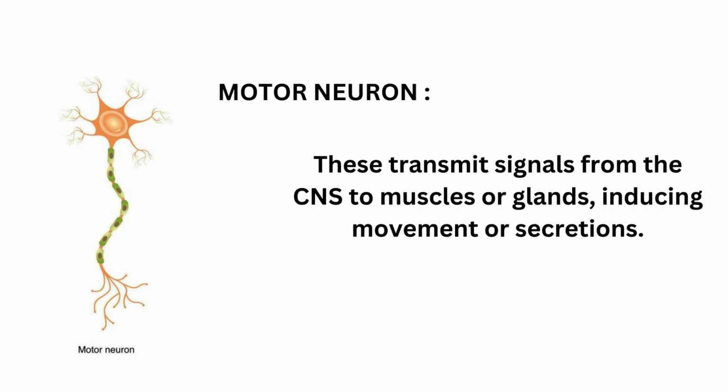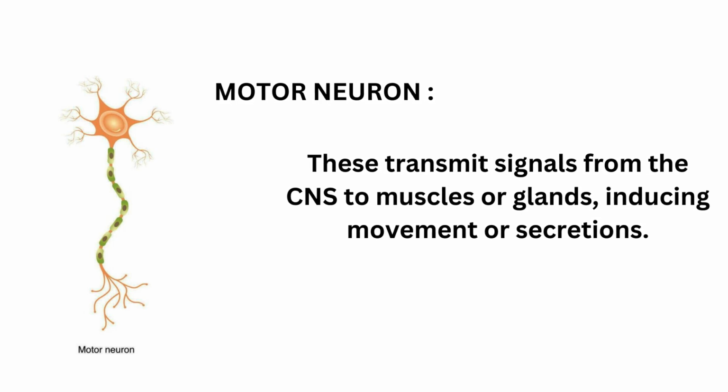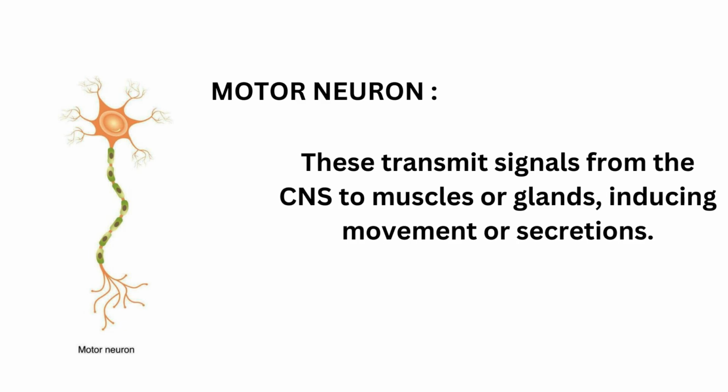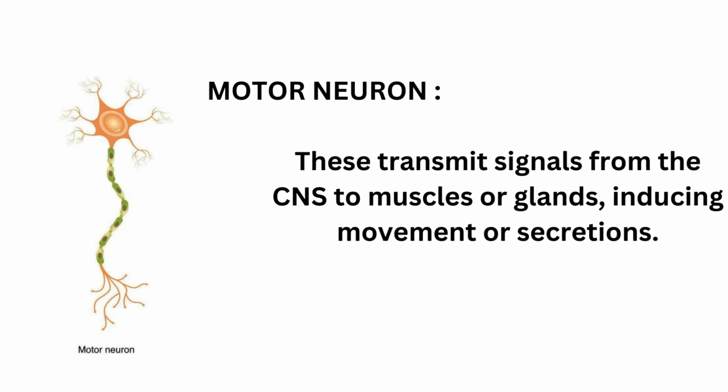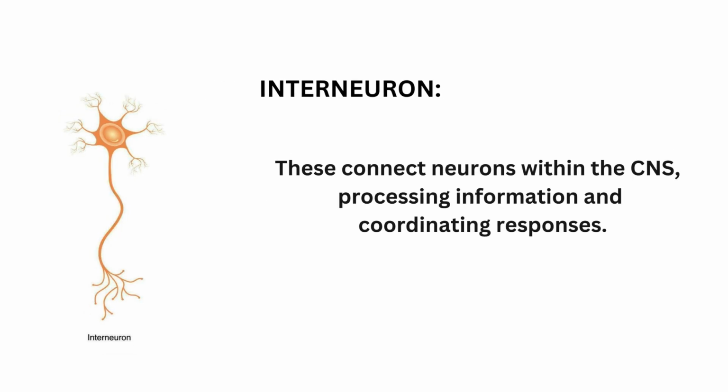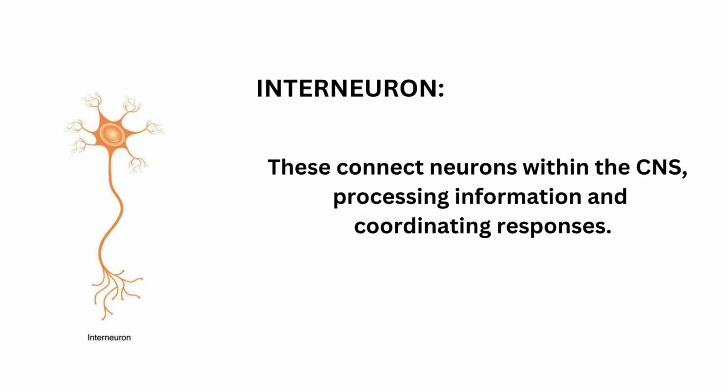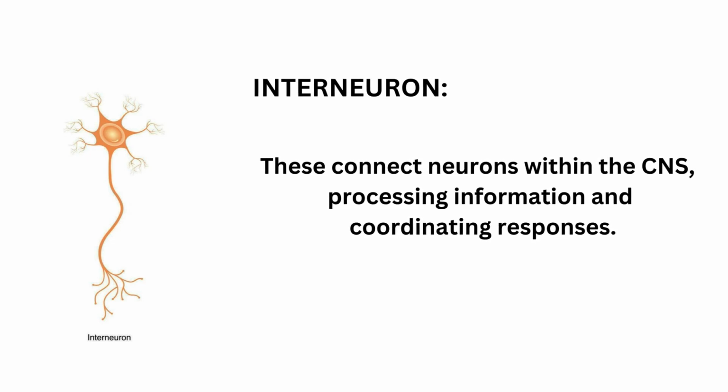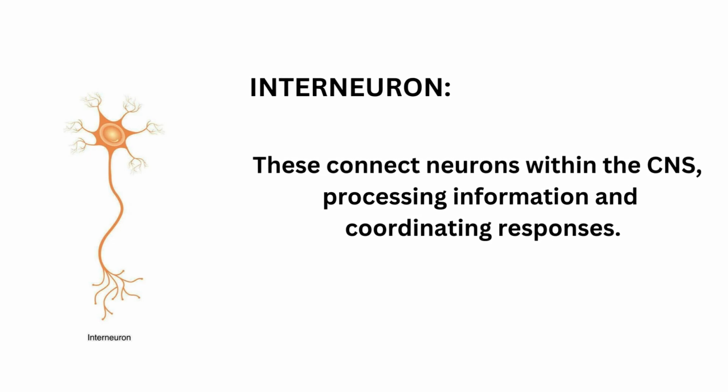Motor neurons. These transmit signals from the CNS to muscles or glands, controlling movement or secretions. Interneurons. These connect neurons within the CNS, processing information and coordinating responses.